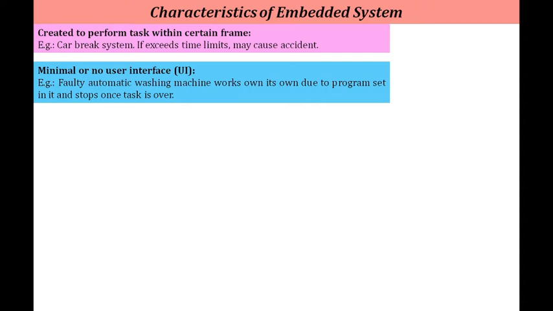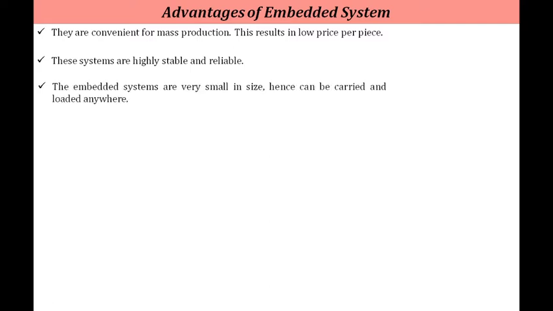Now let's discuss a few important advantages of an embedded system. First one, they are convenient for mass production, and as it is used for mass production, the price per piece will be less. Then these systems are highly stable and reliable because we cannot upgrade or change whatever programming is made there in the embedded system. The embedded systems are very small in size and therefore they can be carried and loaded anywhere. This is a very important advantage of an embedded system.